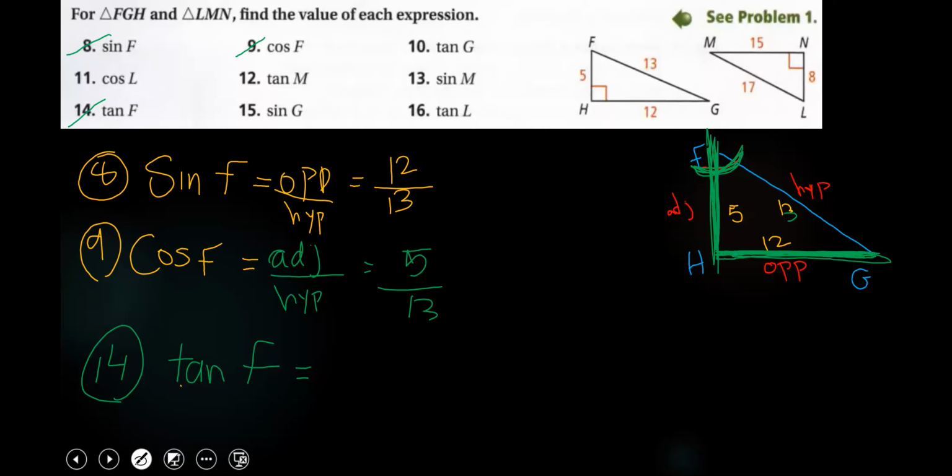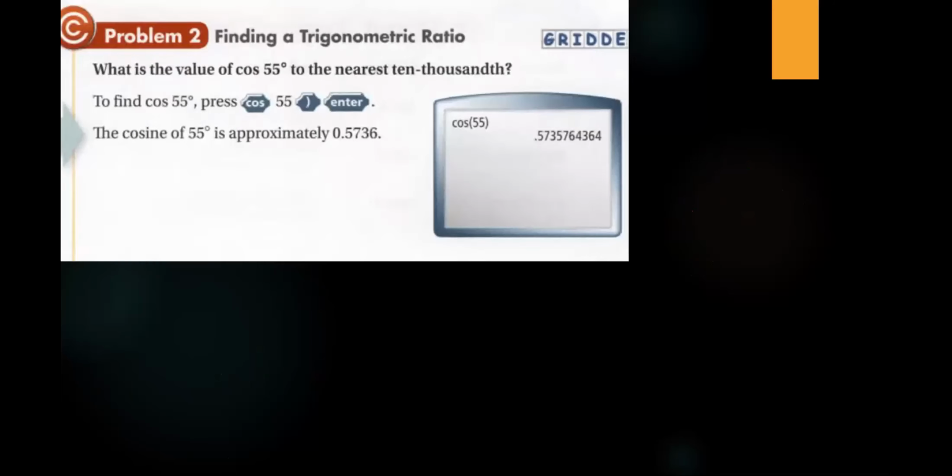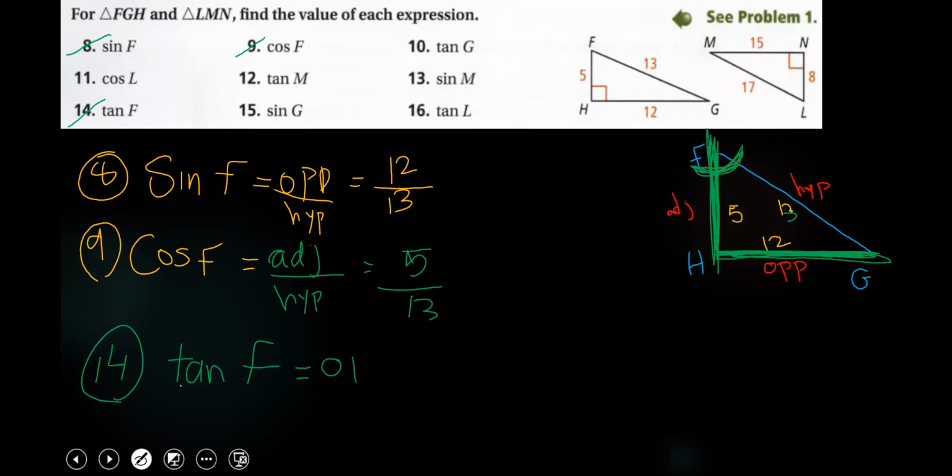Right, now. Yes, Huda. Tan F. What is the tan? Opposite over adjacent. Bravo. Where is the opposite of tan F? 12 over 5. Thank you so much, Huda. So this is for angle F. If I'm talking about F, you have to mention where's the opposite, where's the adjacent.